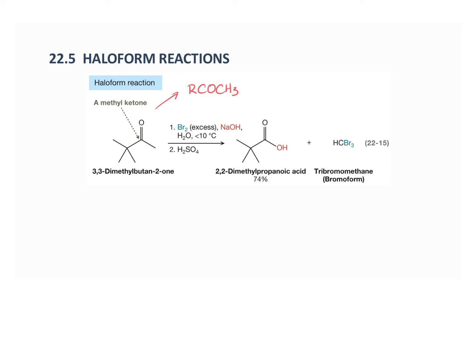One of the products, the bromoform, which is HCBr3, is an example of a haloform. Okay, and a haloform has the general formula HCX3.